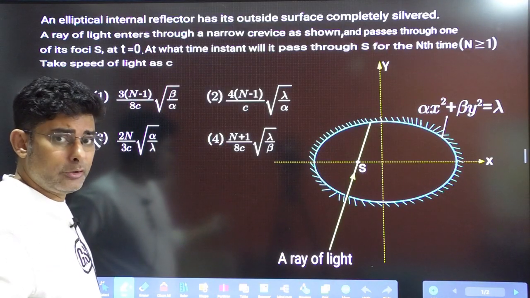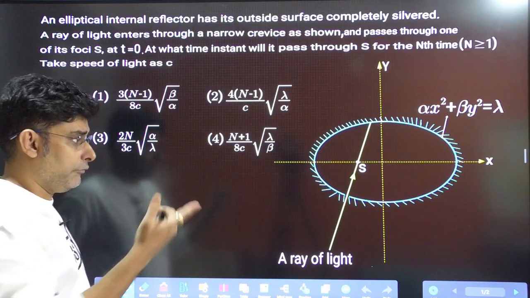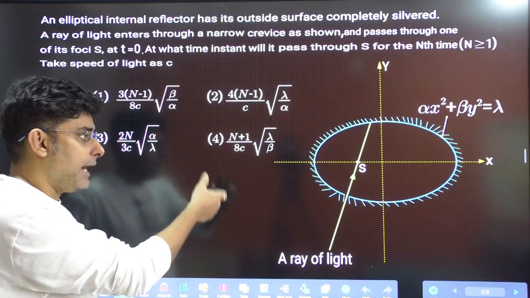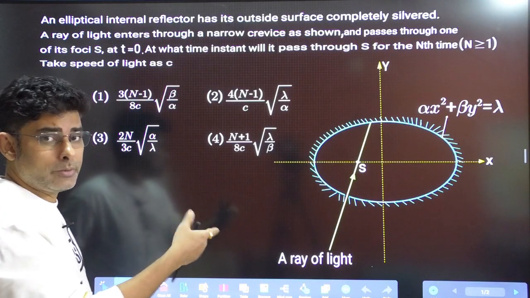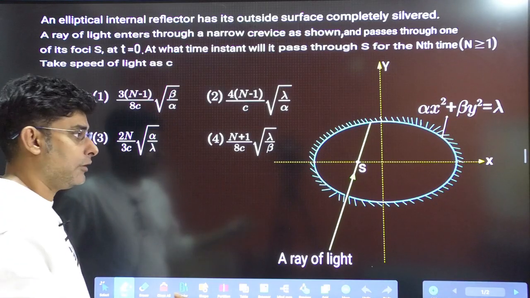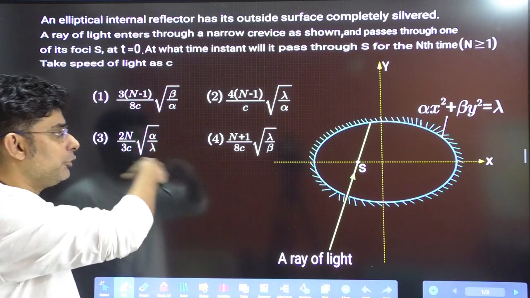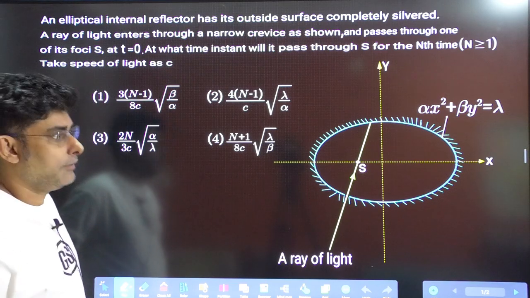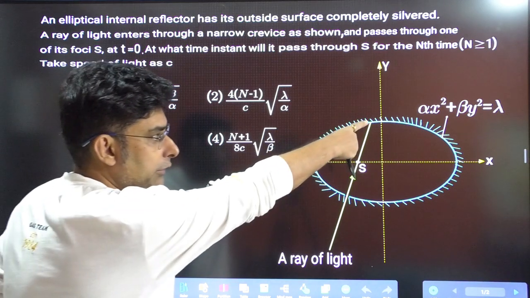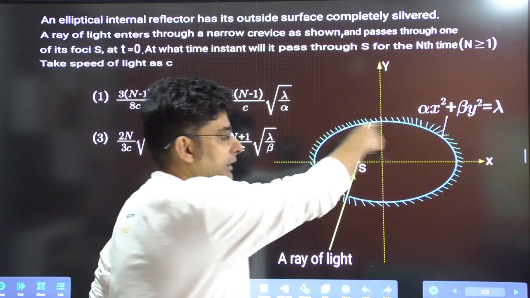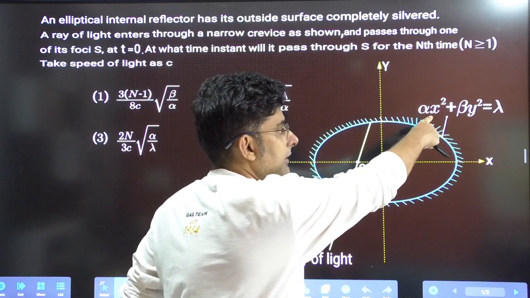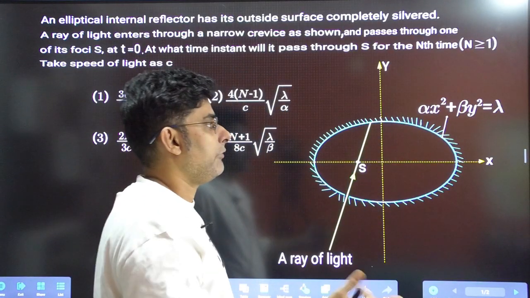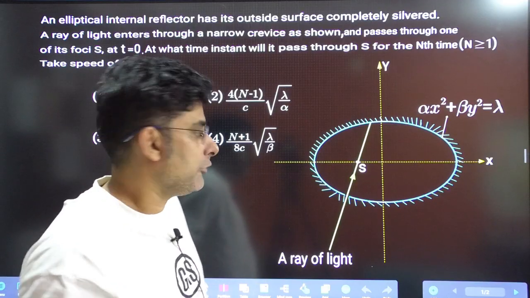Before I proceed with the solution, while you are watching the video, you can pause the video and try solving it, and then drop in your responses, or whichever option you feel is correct out of the 4, you can just write that in the comment. Okay, so I have also given the equation of the elliptical reflecting surface as alpha x square plus beta y square equals lambda, where alpha, beta and lambda are positive constants.